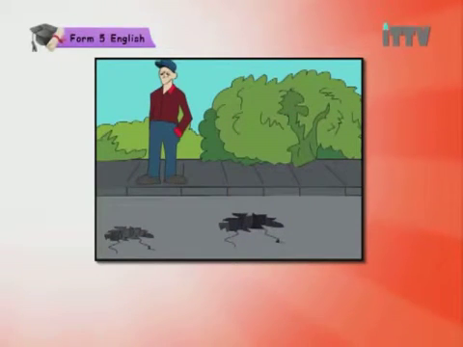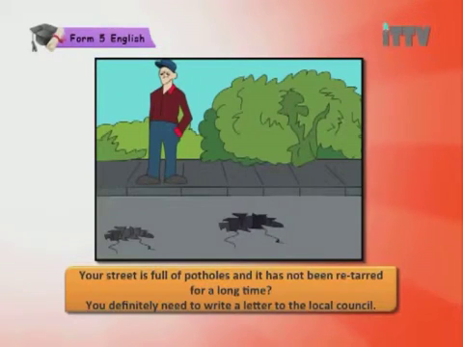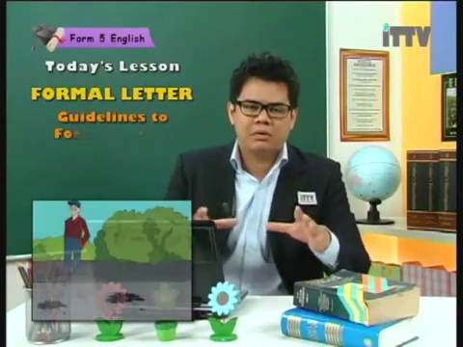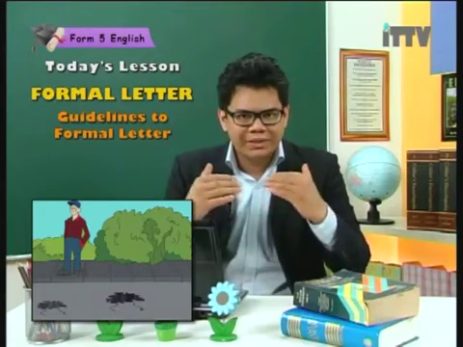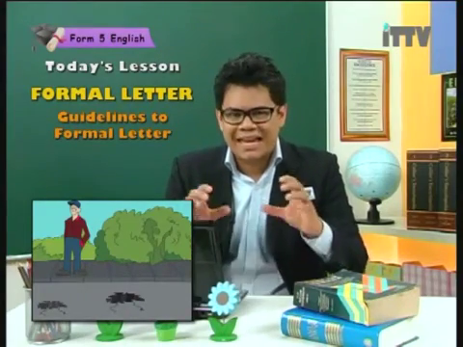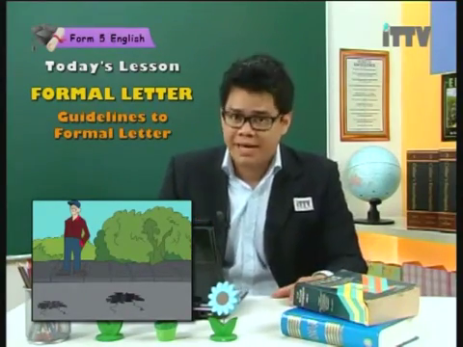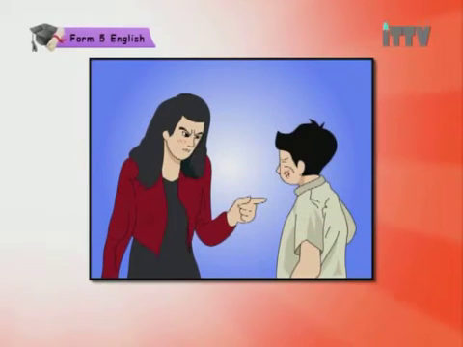Now, let's look at another example. Here, we see a picture of a road with so many potholes. Your street is full of potholes and it has not been retarred for a long time. You definitely need to write a letter to the local council. So here, your letter will be addressed to the local council. Therefore, you need to write a formal letter and you will tell them about these potholes and how you want them to be repaired.